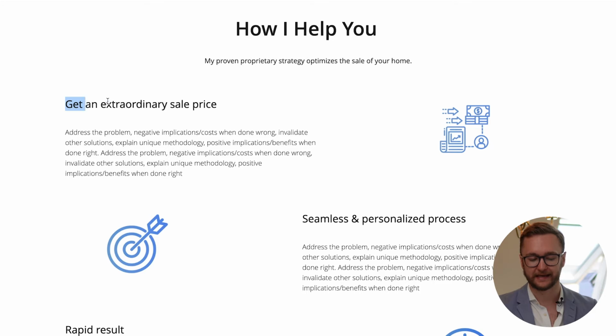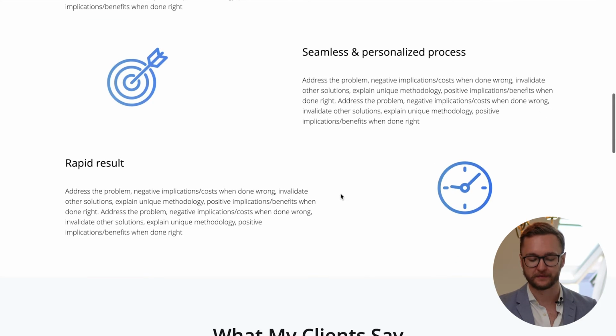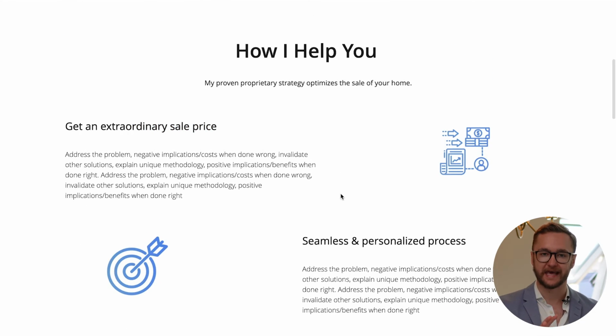And over here, we can again explain that process: get an extraordinary sales price, get a seamless and personalized process, get rapid results, etc. Whatever your steps are in the actual strategy you're using for helping listing clients, add in those steps, because now people can say, okay, I'll go to this step, this step, this step. This is how it makes sense. These are the things we're going to go through together. And again, the case studies also obviously help create that comfort switch.